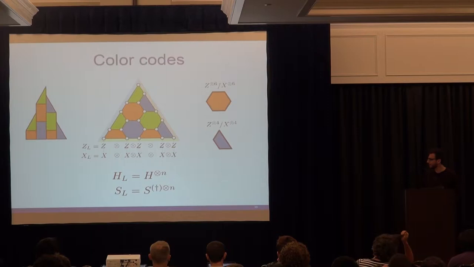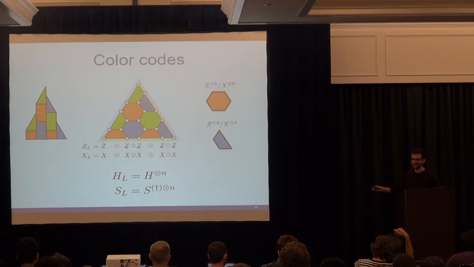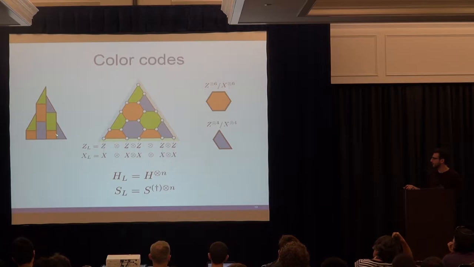Now, the logical information in color codes is encoded in string operators that connect all three edges of the color code. So in particular, each edge itself of the triangle is such a string. For instance, if we take the bottom edge, the logical Z is going to be the product of all Zs. Logical X, product of all Xs. By the way, here you see what this triangle would look like on a square lattice of qubits.